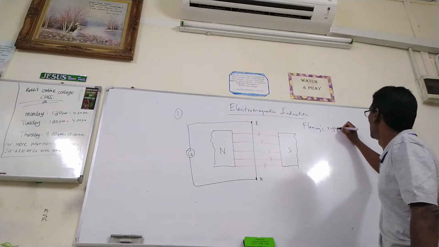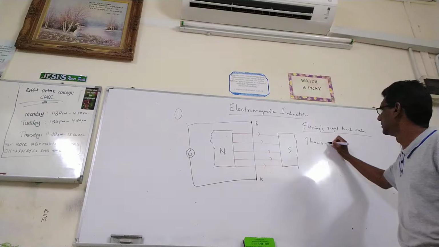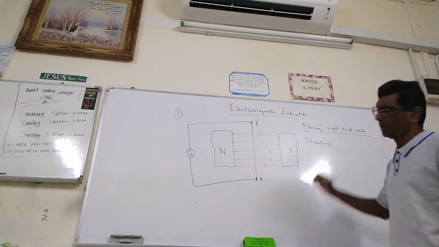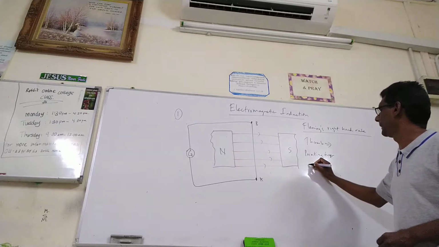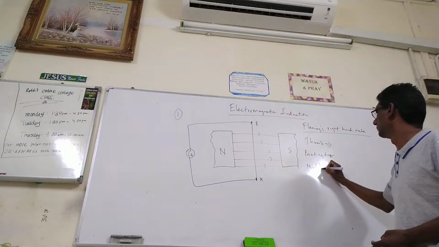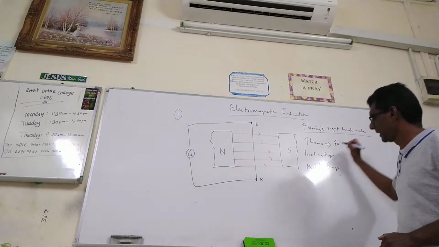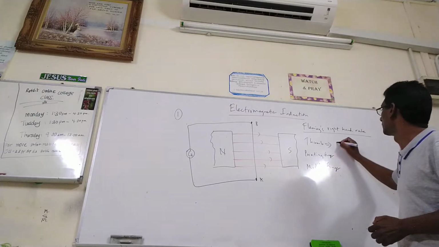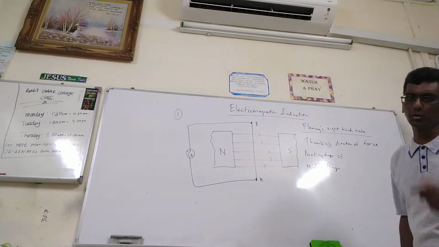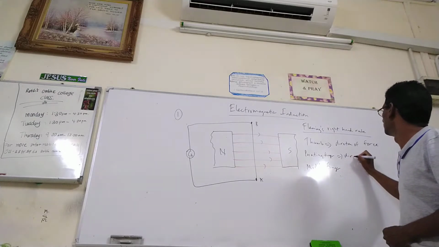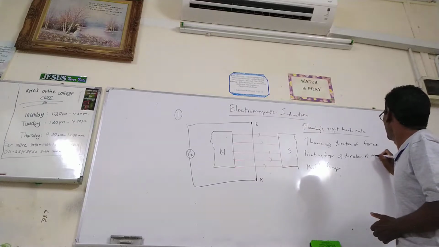Fleming's right hand rule. What does the thumb show? The direction of force. The thumb shows the direction of force, the pointing finger shows the direction of magnetic field, and the middle finger shows the direction of current.